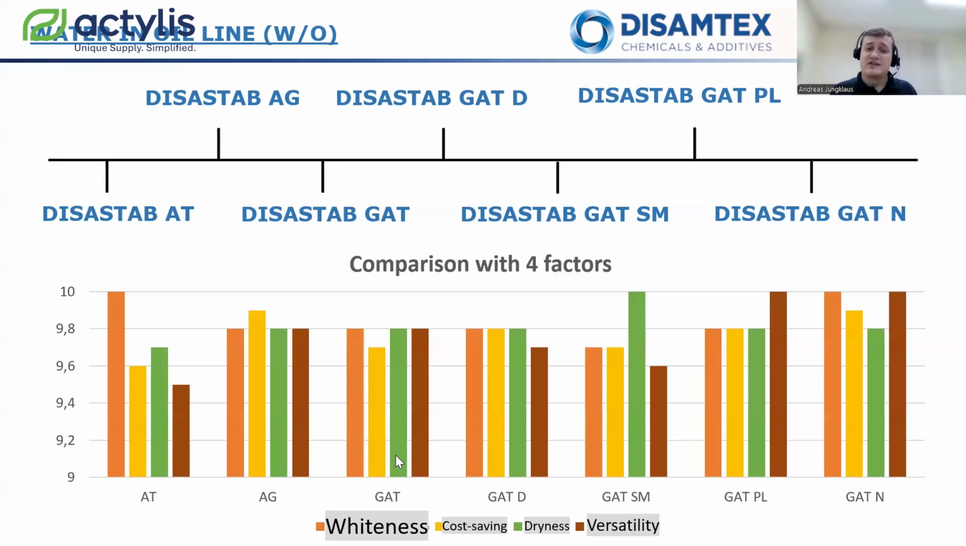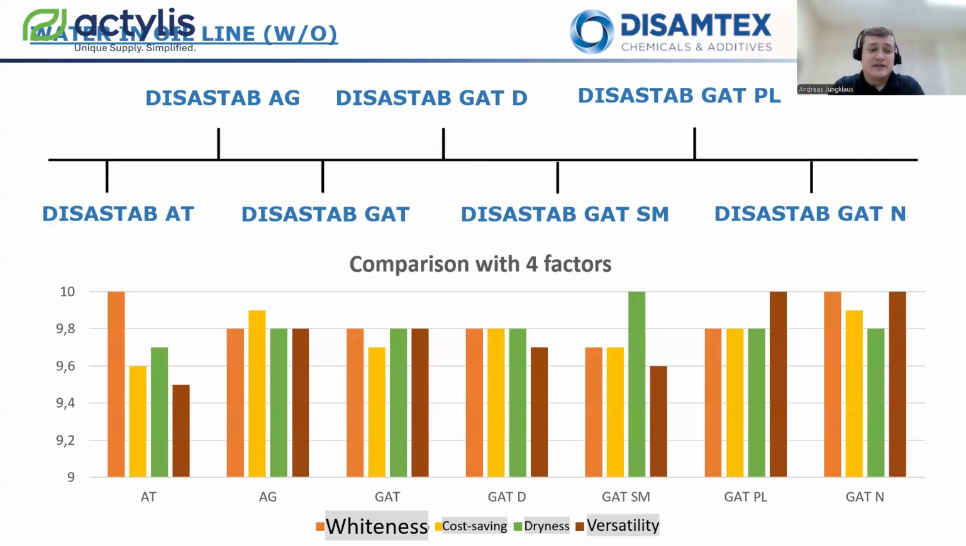So the graph suggests they all perform well, however, with distinction to GATPL and N, which both demonstrate high versatility and overall balance, and both appearing to perform best across all these 4 criteria. In summary, the Disastab water in oil line provides a comprehensive range of emulsifiers tailored for different formulation priorities, from optical brightness and drying behavior to versatility and cost optimization.